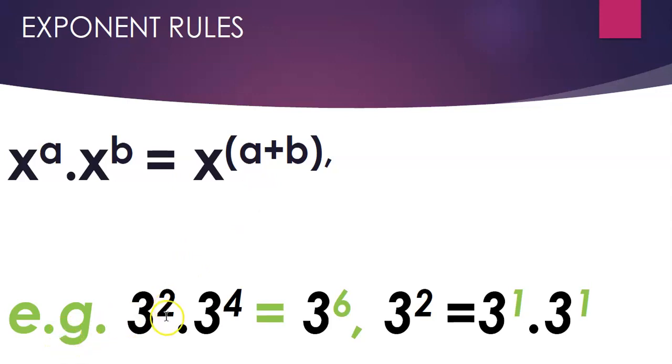As an example, when you have 3 square times 3 to the power 4, the answer is 3 to the power 2 plus 4, which is 3 to the power 6. Right? Because you have a 3 multiplied by itself twice, and times 3 multiplied by itself 4 times, which is nothing but 3 multiplied by itself 6 times. Fair enough. Again, 3 square can be written as 3 to the power 1 times 3 to the power 1, which is nothing but 3 times 3. Right?